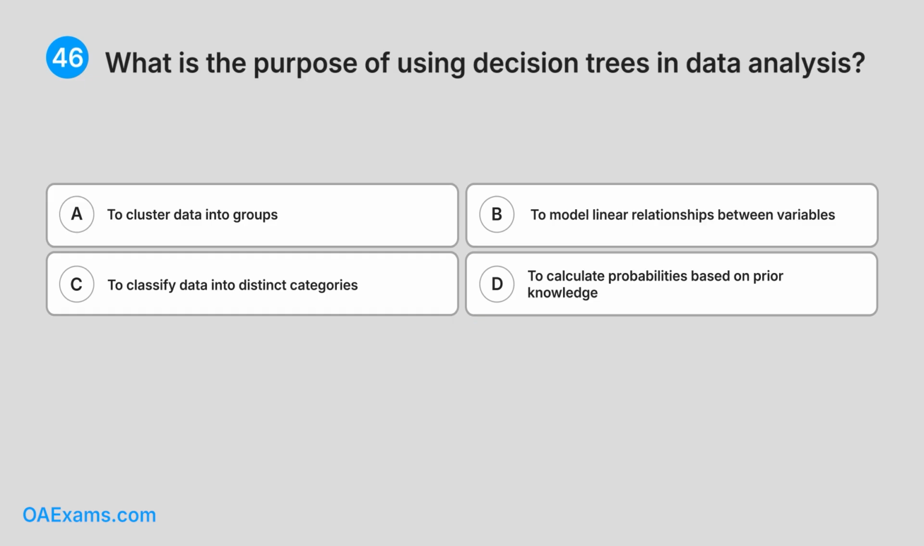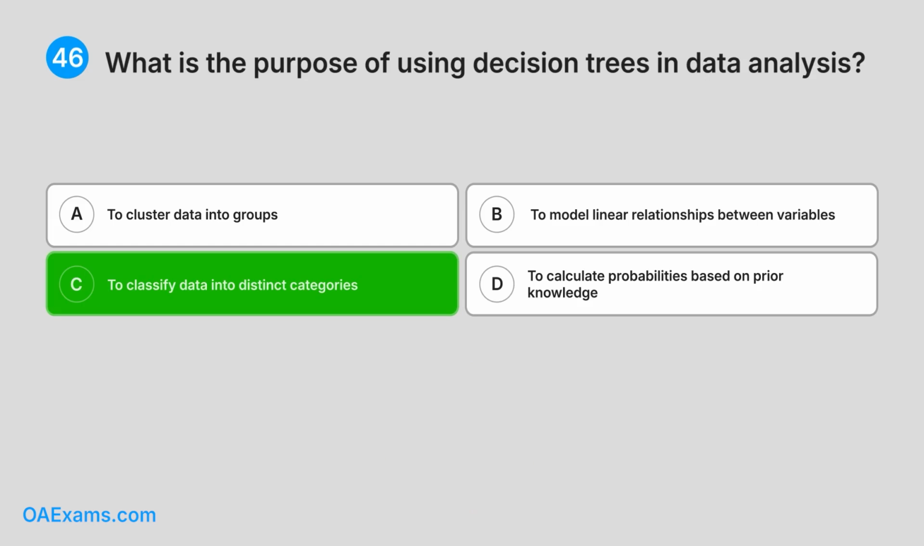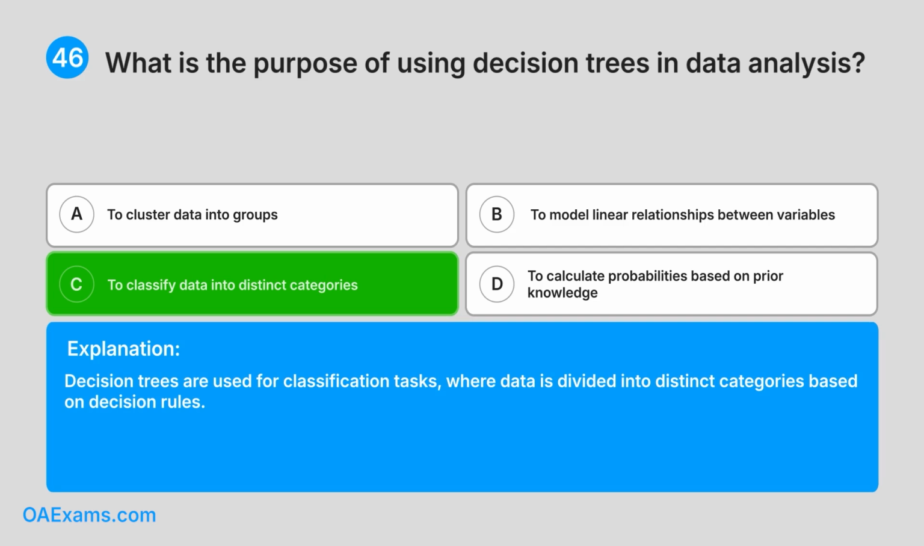46. What is the purpose of using decision trees in data analysis? A. To cluster data into groups. B. To model linear relationships between variables. C. To classify data into distinct categories. D. To calculate probabilities based on prior knowledge. Can you guess the answer? Correct answer, C. To classify data into distinct categories. Explanation. Decision trees are used for classification tasks, where data is divided into distinct categories based on decision rules.